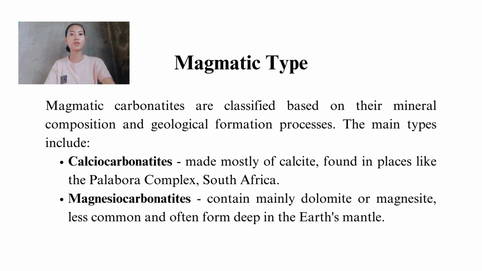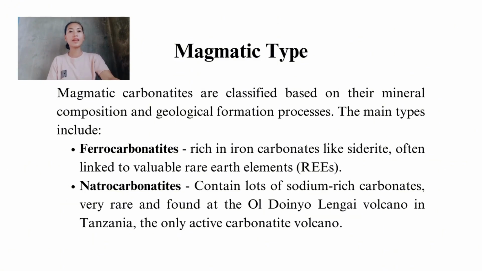The first type is the calciocarbonatites, made mostly of calcite, found in places like the Palabora complex in South Africa. Next is the magnesiocarbonatites, which contain mainly dolomite or magnesite, are less common, and often formed deep in the Earth's mantle. Next is the ferrocarbonatites, which are rich in iron carbonates like siderite, often linked to valuable rare earth elements. And lastly, the natrocarbonatites, which contain a lot of sodium-rich carbonates and are very rare, found only in the active carbonatite volcano Ol Doinyo Lengai in Tanzania.